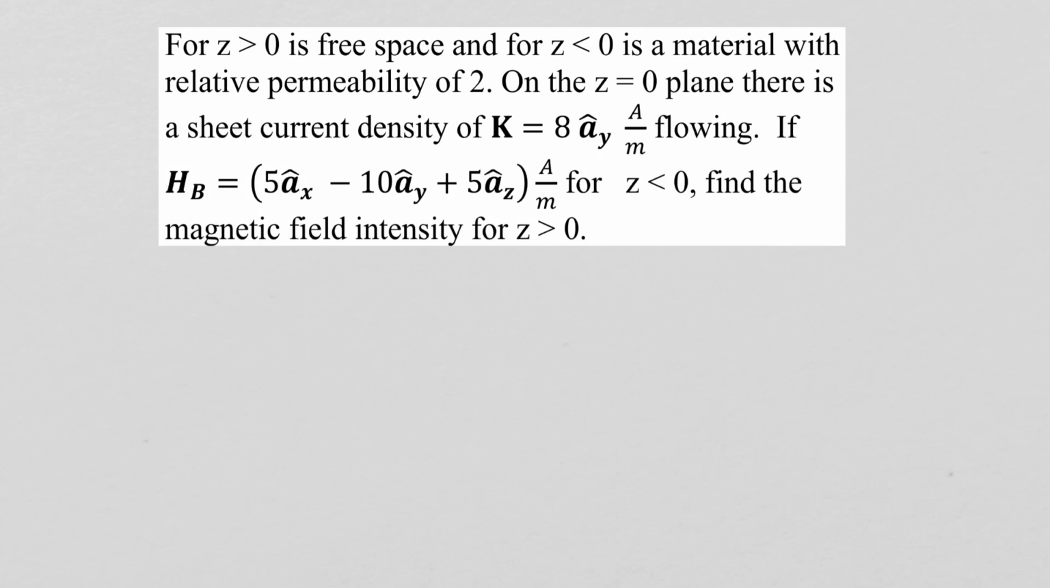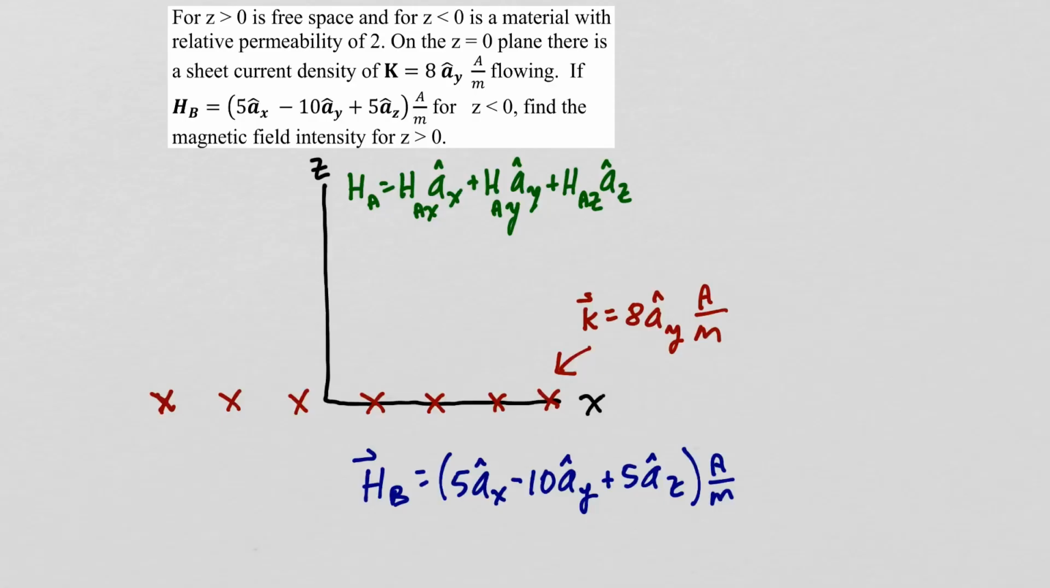As always, you should begin by drawing a figure. I've drawn a figure of all the pertinent information, and what we need to find is the magnetic field intensity, which we'll call H sub A, for Z greater than 0.